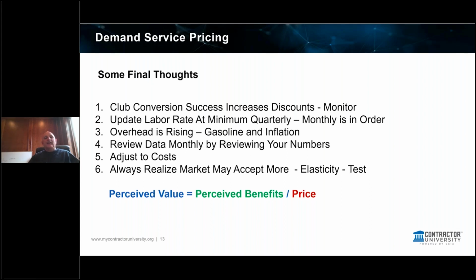Too many contractors think, I can't charge more money because I'll lose my customers. In reality, your customers are probably just happy that you're there, and your competency and your ability to talk to them and let them know what's going on is a huge benefit, especially in today's economic conditions, the permanent whitewater. So I just want to make sure that everybody understands that you need to continue to test, and the perceived value and the perceived benefits are how we decide that.